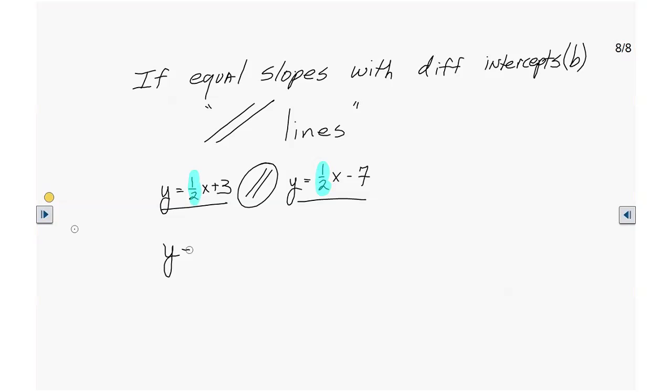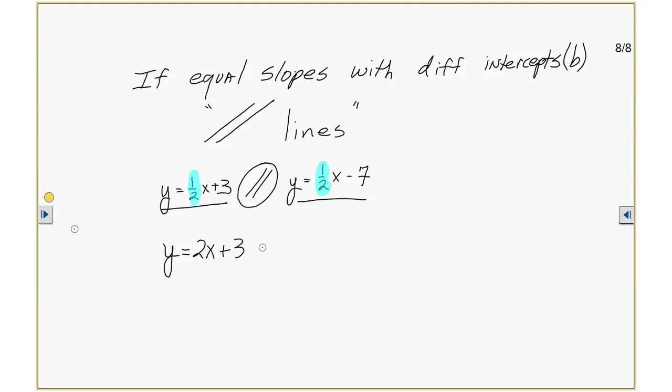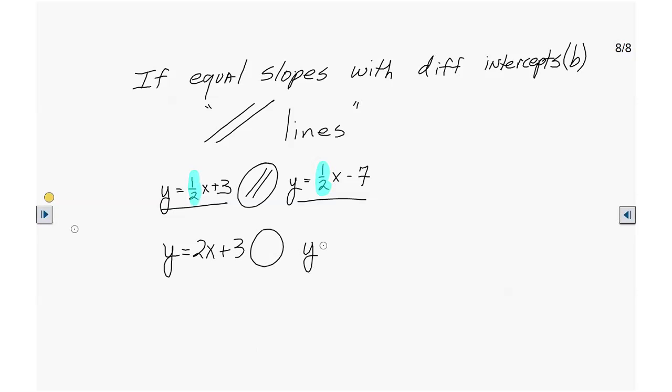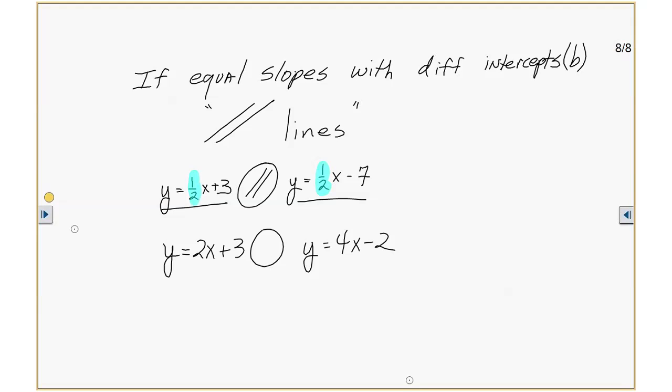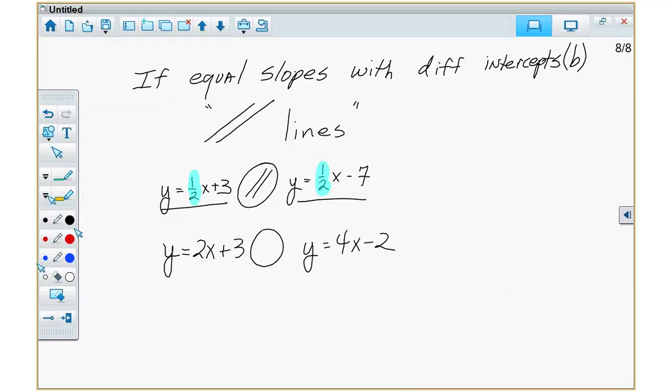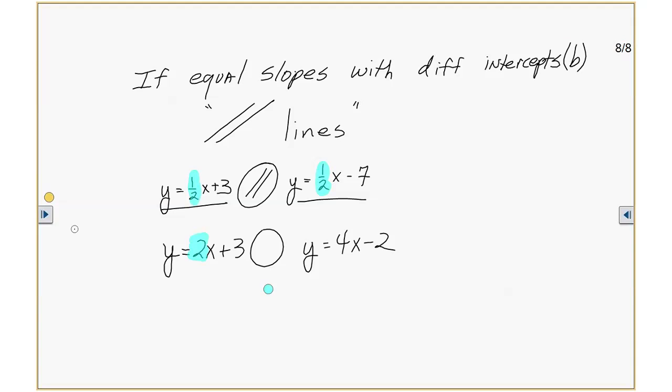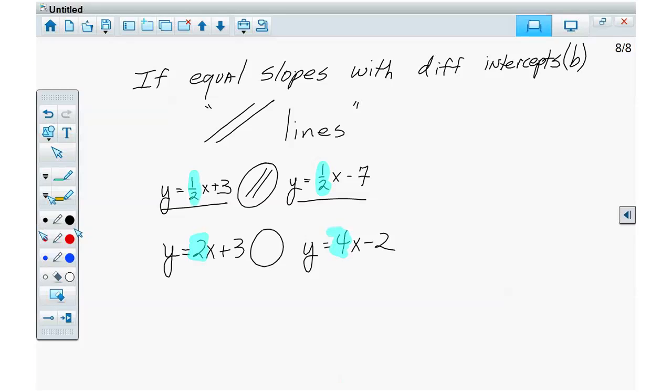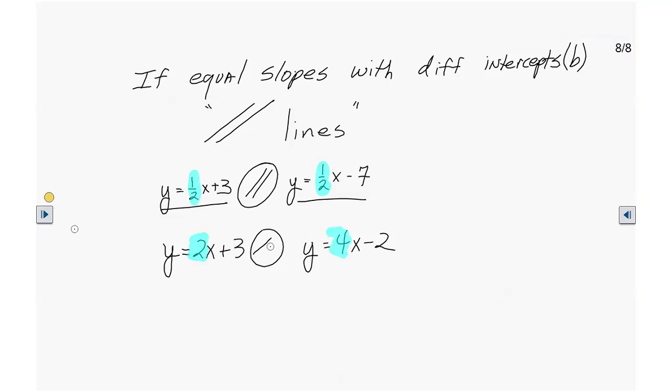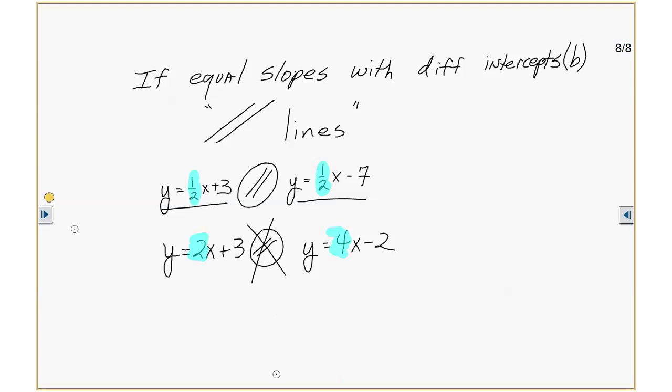Y is equal to 2x plus 3. Y is equal to 4x minus 2. Parallel or not parallel? Not parallel. Because the slopes are not what? Equal. They're not equal. So therefore, not parallel.